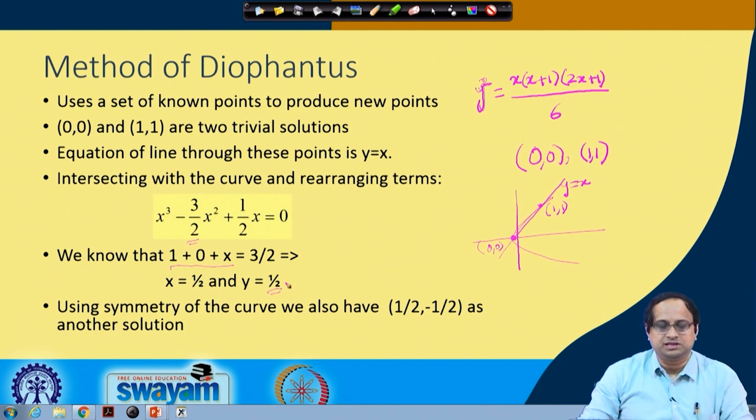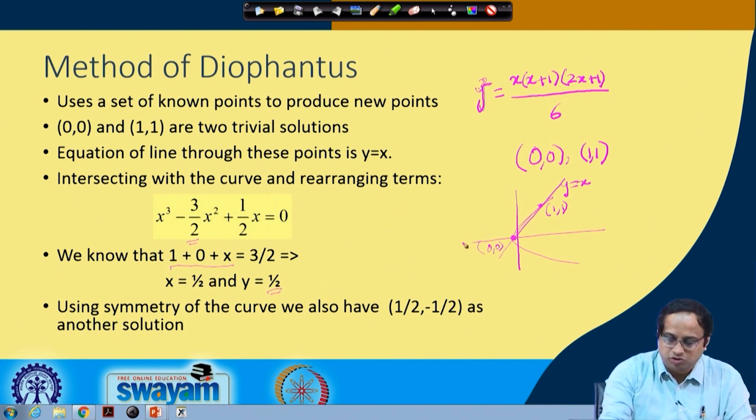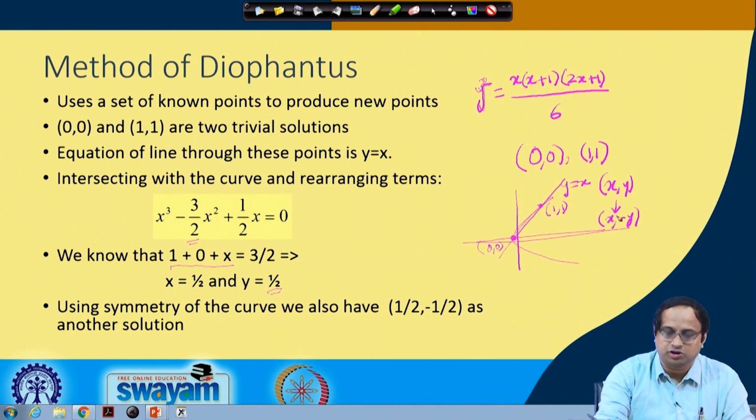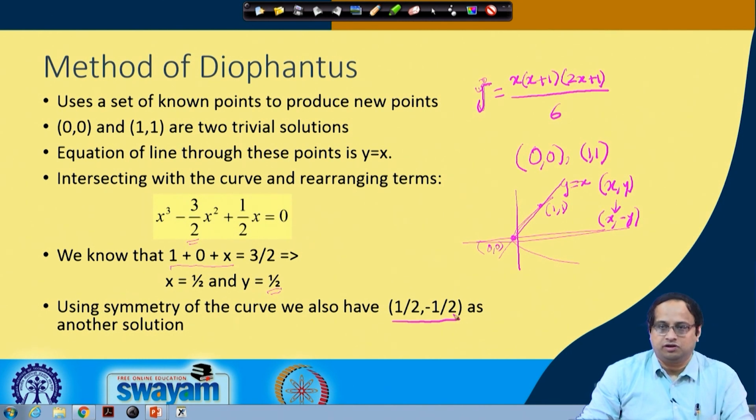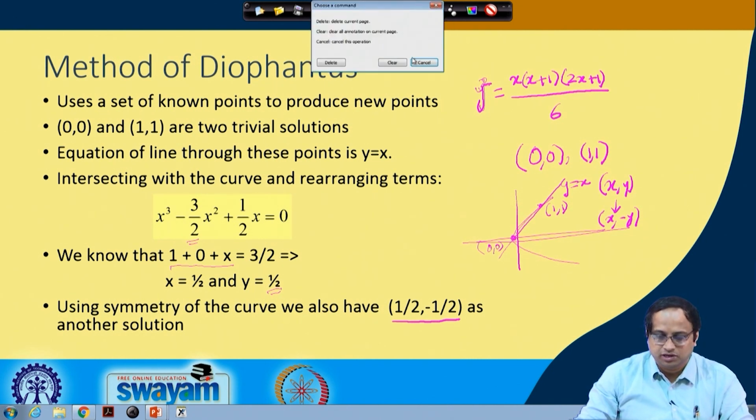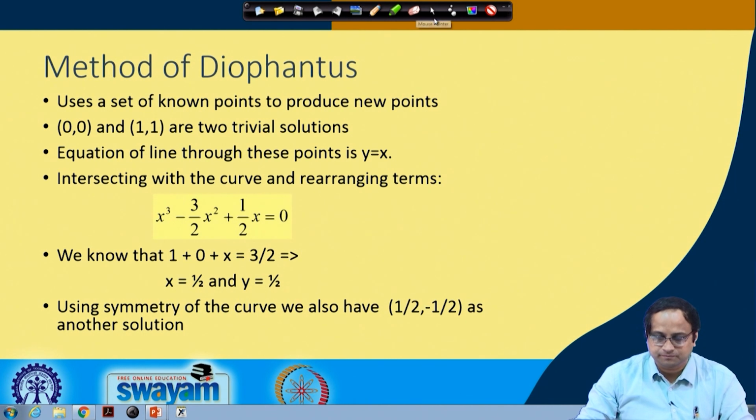If half, half is one root, then since the curve is symmetric over the x axis, if x, y is a point on this curve, that would also imply that x, minus y is also a point on the curve. So half, minus half is also a point on the curve. Now we can take half, minus half and continue this exercise. That is essentially the broad idea of Diophantus' method. So let us see what happens if we do that.